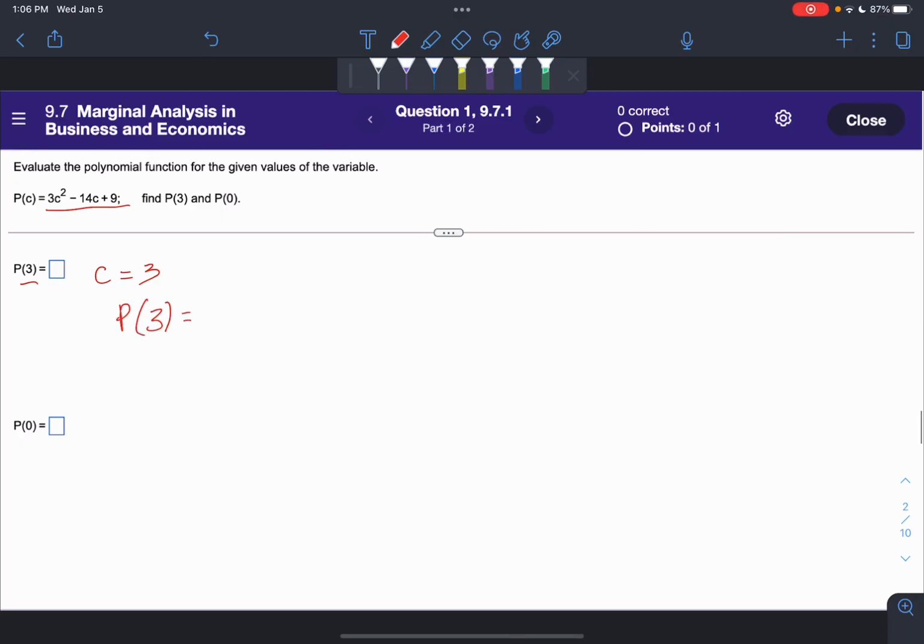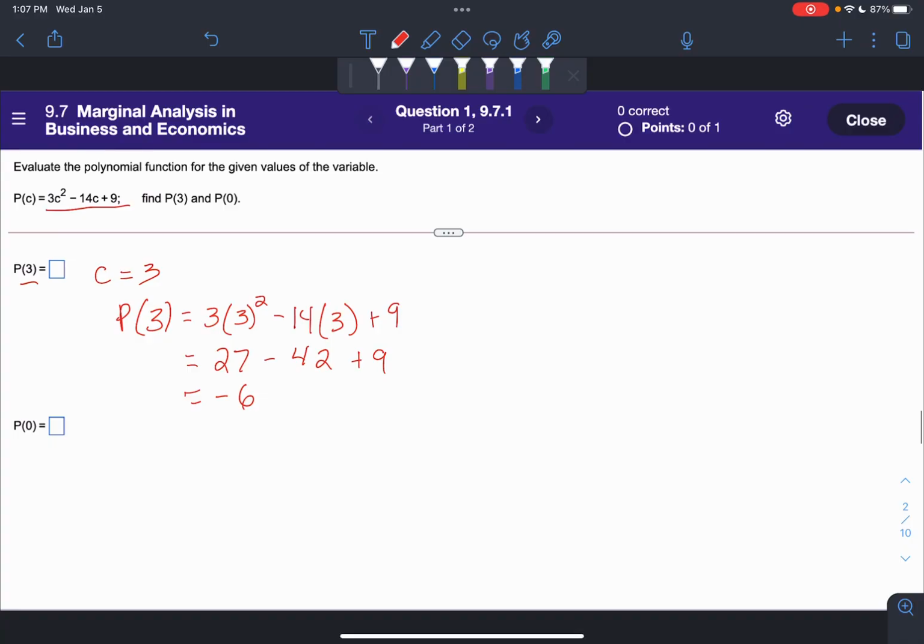So p of 3 equals 3. And so I have a c here, so 3, then I keep that squared, minus 14, I see another c, so I'm going to substitute in 3, and plus 9. And so you can use a calculator, or you can do this by hand if you feel confident in that. So you could also break it into smaller terms instead of having to do it all at once, however you want to do it, but you should get to -6.